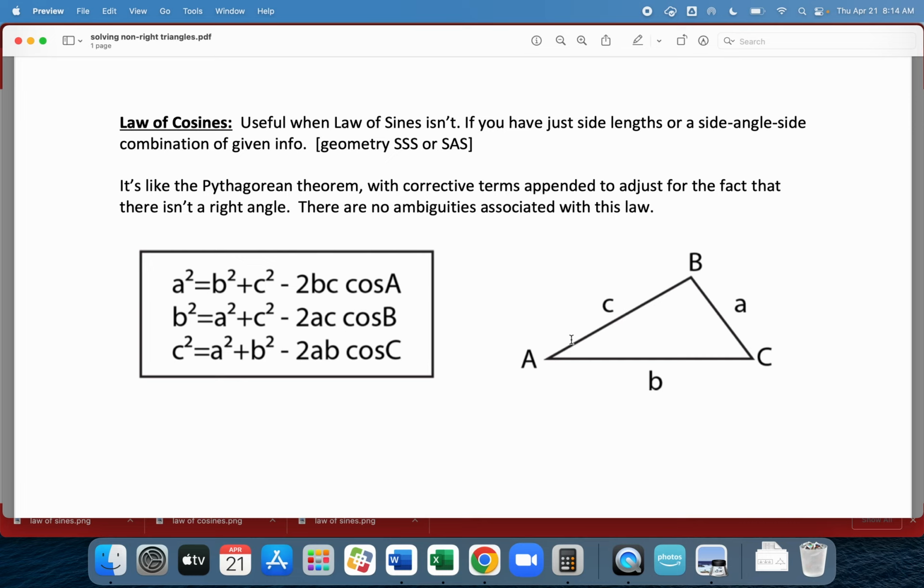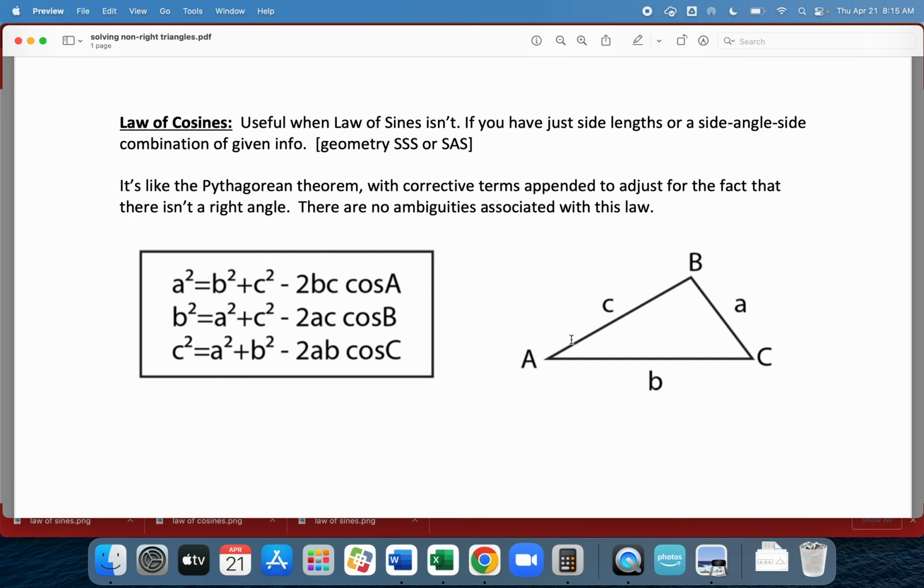You just need to have one, because you can label triangles however you want. Here, I'll look at the bottom one, because A is closest, and B looks most like the Pythagorean theorem: C squared equals A squared plus B squared, just minus a little bit to adjust for the fact that we're not really dealing with a right triangle. How the formula comes about is a little bit more complex than the law of sines.